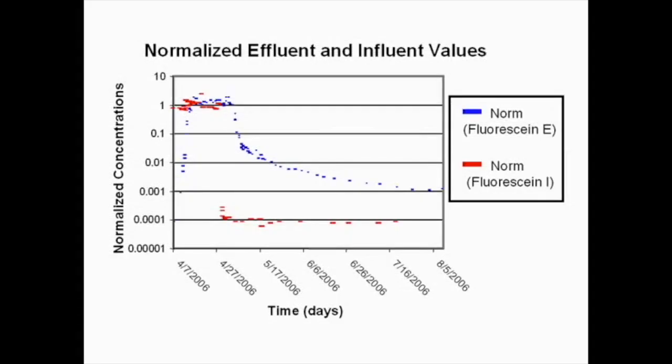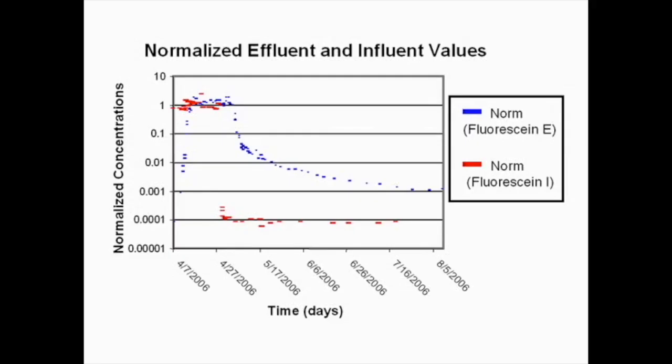Here's an effluent curve, and all the concentrations are normalized to the influent. So the red is the influent, and it's a step function. It's on for however many days that is. And then the blue is what's coming out of the tank, and you see this long tail coming through.